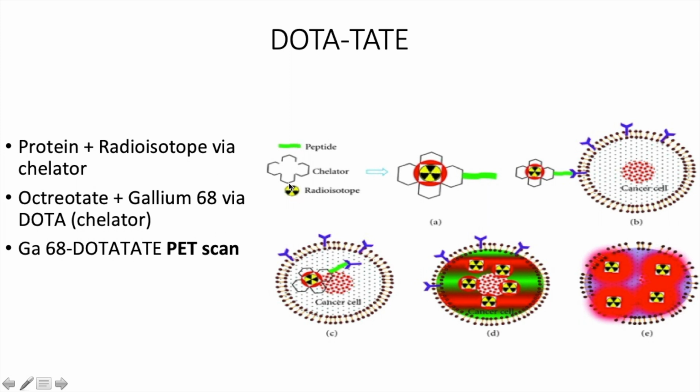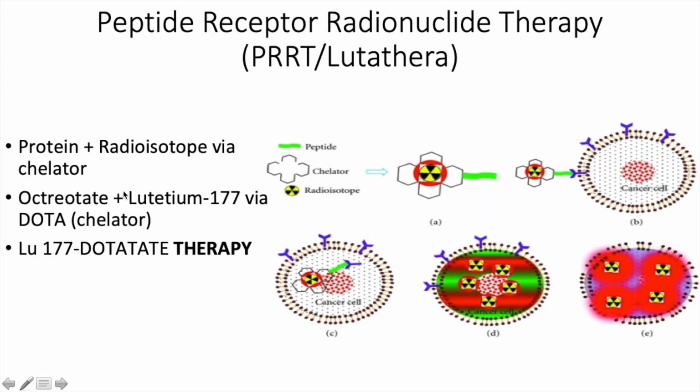So now we're going to change the payload from a radioisotope that lights up on PET scan to a radiation agent. So the payload is now lutetium-177, which is cytotoxic. So same thing, you link the peptide, which is octreotate, with the chelator, which is DOTA, to now lutetium-177. It gets dumped into the cancer cell, and then instead of just lighting up on a PET scan, now it actually kills the cell. Lutathera is the brand name, or it's lutetium-177 dotatate therapy.